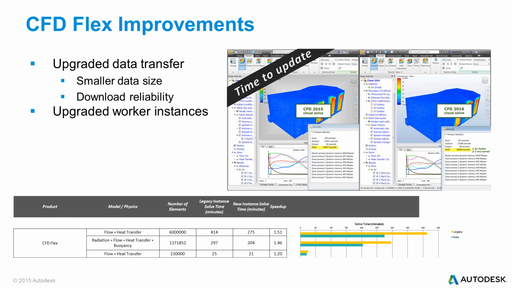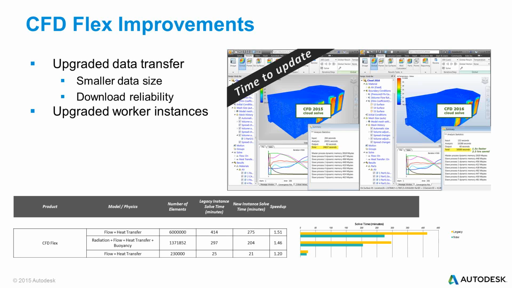In addition, we upgraded the data transfer just in general, so that there's smaller data size that has to go back and forth. We're more efficient on packaging that information together, and so your upload and download time should be not only more reliable but faster. And in addition, we upgraded the worker instances. So if you're using CFD Flex 2015 and you upgraded to 2016, you should see a significant increase in solve time speed up.